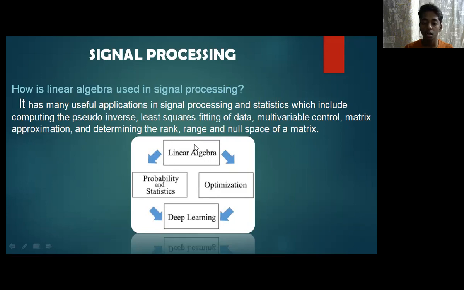Linear algebra is also used in optimization, probability and statistics, and deep learning, where the particular matrix is used.